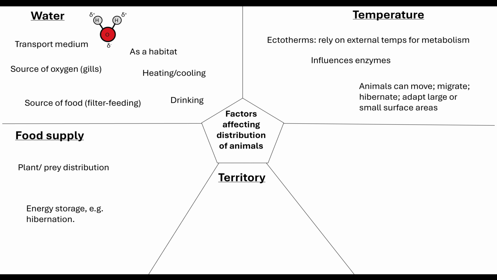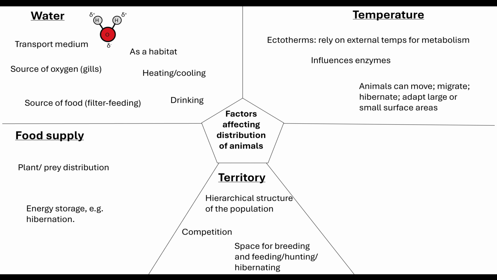Now, territory is a prime factor that's going to affect the distribution of animals because we tend to have hierarchical structures within a population. So that is going to affect where you will find the different distributions of animals, based on this territory is mine, not yours. There'll be competition. There'll be space needed for breeding and feeding and hunting and hibernating. So this is a factor that's going to affect that distribution.